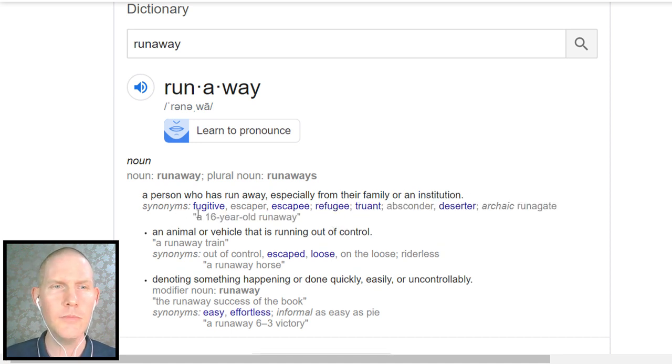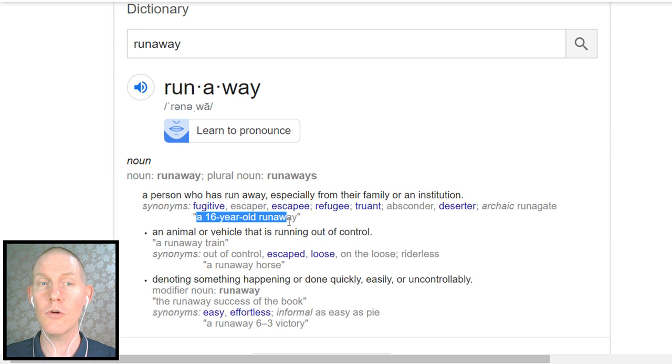So some synonyms: fugitive. Well, fugitive is kind of strong because fugitive means that you've probably broken the law and the police are trying to catch you. Escapee, refugee, truant, absconder. Oh, here we go. A 16-year-old runaway, right? So it's the kid who ran away from home and they don't want to be at home anymore.